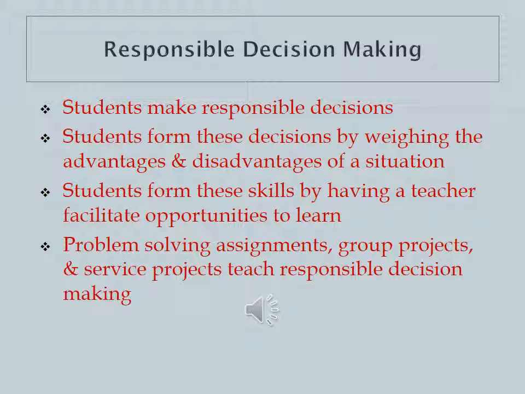Responsible decision making is a very important element for middle level students to develop. Students need to learn how to make responsible decisions. Students also need to form these decisions by weighing the advantages and disadvantages of a situation that they are in. Students form these skills by having a teacher facilitate opportunities to learn within the classroom. They learn how to problem solve through assignments, group projects, and service projects teach responsible decision making for middle level students.